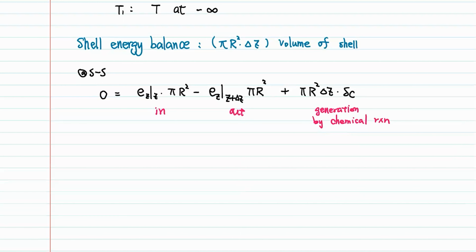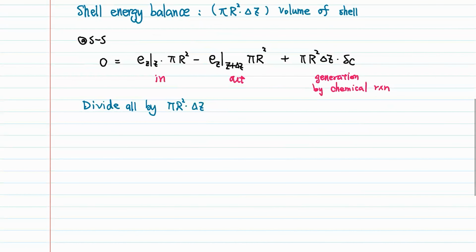Now let's divide all by pi r squared delta Z. What we get is the following: E_z at z minus E_z at z plus delta Z, over delta Z, equals S_c, negative S_c.